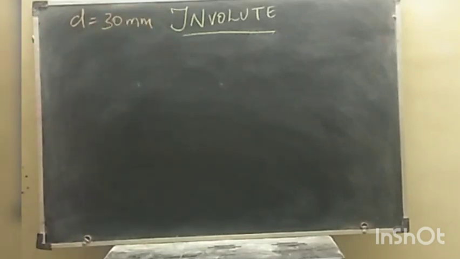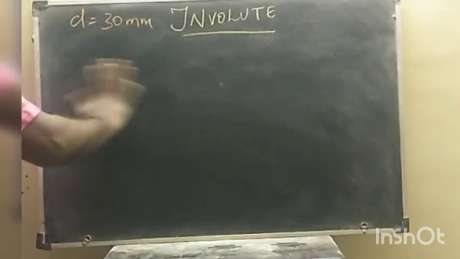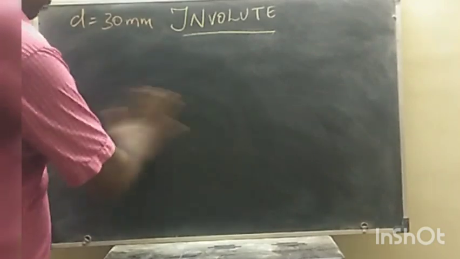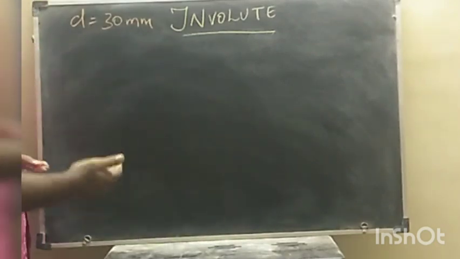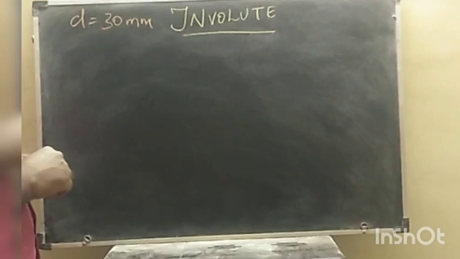Then we are going to draw the locus of the free end of the coil for unwinding through an angle of 360 degrees. So it's a full rotation, and we are going to draw a tangent and normal for this particular problem. The main thing is we are going for the involute curve of the drum of diameter 30 mm.